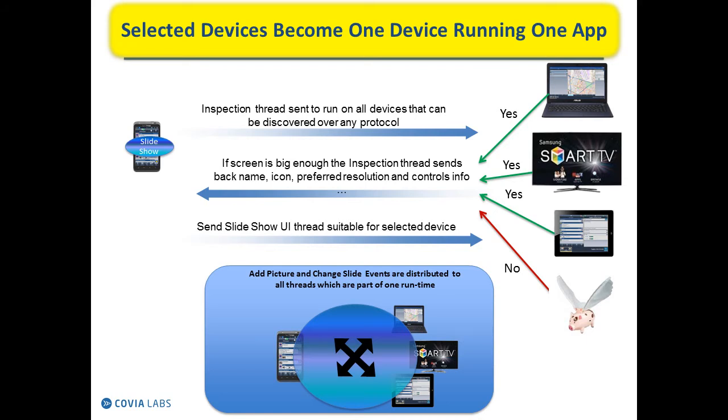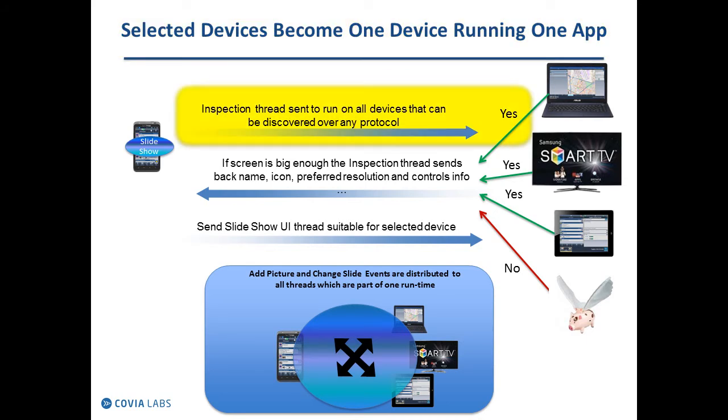When the slideshow starts up, it calls the connector it's running on with a pointer to an inspection thread that's part of the application and directs the connector to run the inspection thread on all the nearby devices it can discover. In this case, the connector is using both Bluetooth discovery and zeroconf to find nearby devices. The inspection thread is set to run on each device and collects information from the connector about the display capabilities of the device it's running on.